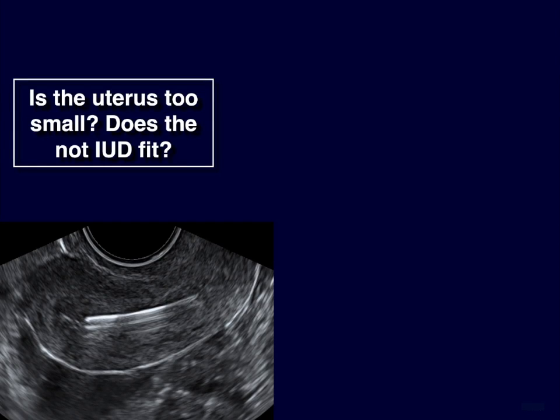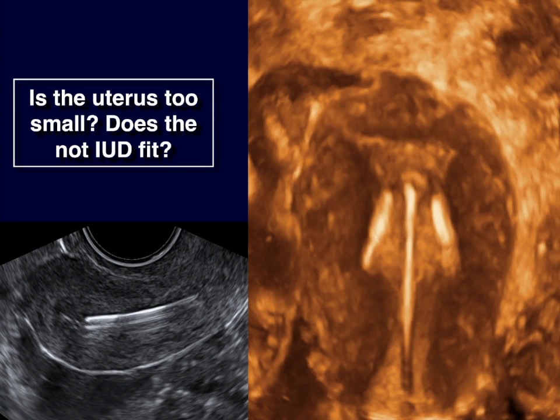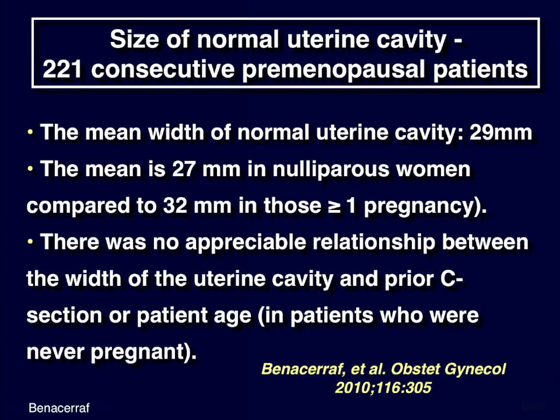Now here is another IUD. That looks pretty good. So why are these IUDs not fitting? That's because the uterus tends to be too small in many patients. And when the uterus is too small, the IUDs can't open up because the IUDs are all the same size, at least until a few years ago. So we actually did a study trying to determine what is the size of the normal uterine cavity. That really hadn't been done.